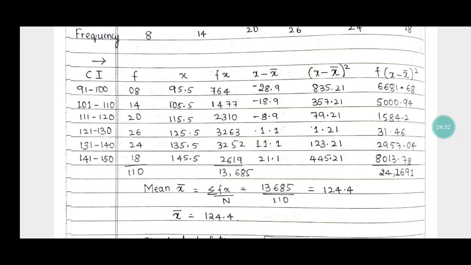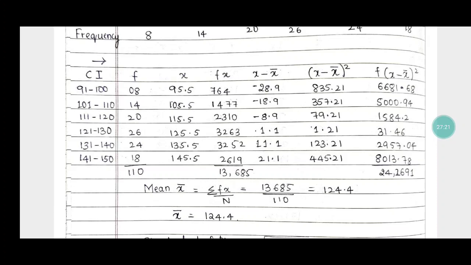Then coming to the next, that is x minus x bar whole square. So now we have to take 28.8 whole square. This is x minus x bar, na. So we have to take 28.9 into 28.9, and we'll get the answer 835.21. Remember, I'll say once again, this is x minus x bar.